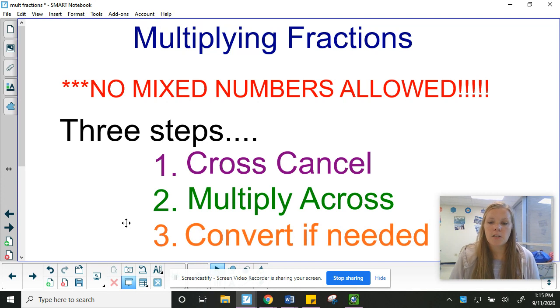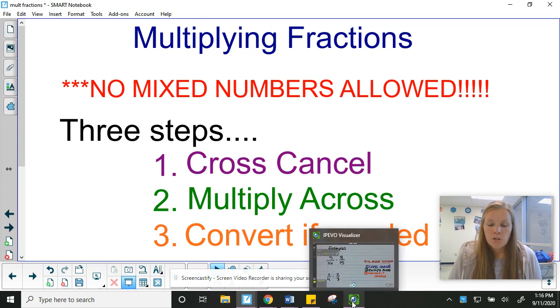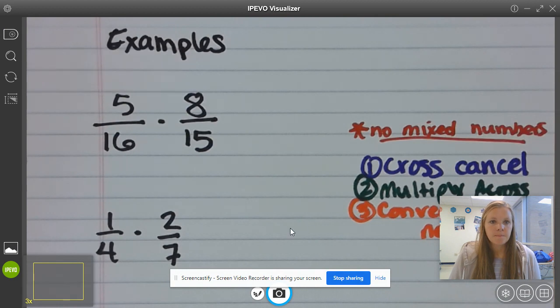And then the last thing you need to do is convert the fraction if needed. What I mean by that is if you end up with an improper fraction, we're going to convert it back to a mixed number. We're always going to simplify everything as much as possible. We're going to switch and do a couple of examples now.